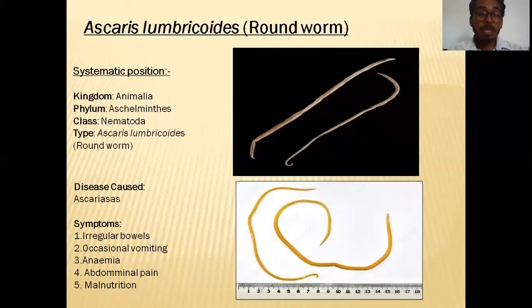Next, moving on to the symptoms. The symptoms are irregular bowels and occasional vomiting. Irregular bowels in the sense of dysentery. Then anemia. These parasites will be continuously taking up nutrients from the intestine. Whatever food is digested in our stomach, those ready-made smaller micromolecules are readily taken up by these Ascaris, due to which the host human is going to face malnutrition.